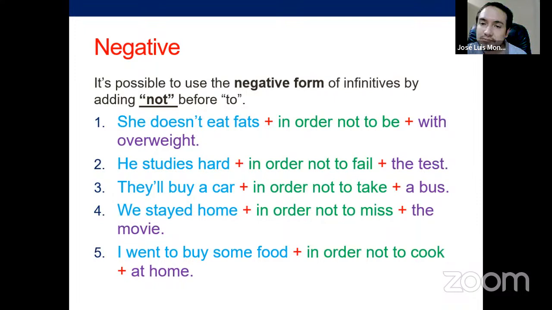Now, negative. In negative, remember, for infinitives, the order is not to plus the verb in the base form. You don't say to not, you say not to. She doesn't eat fats in order not to be overweight. He studies hard in order not to fail the test. They'll buy a car in order not to take a bus. We stayed home in order not to miss the movie. I want to buy some food in order not to cook at home. So in order not to do something, you do something else. That's how we use it in negative.